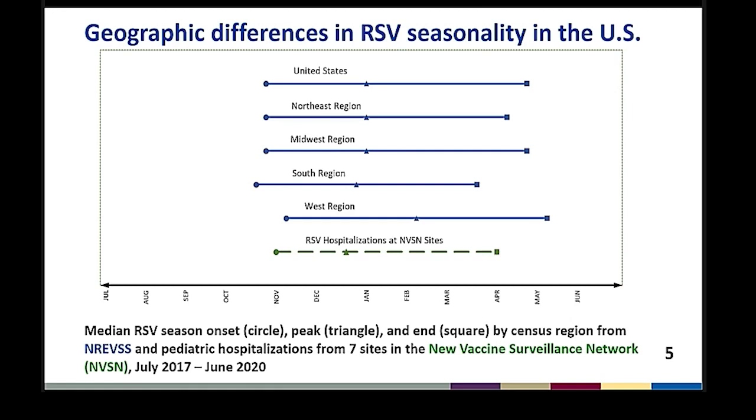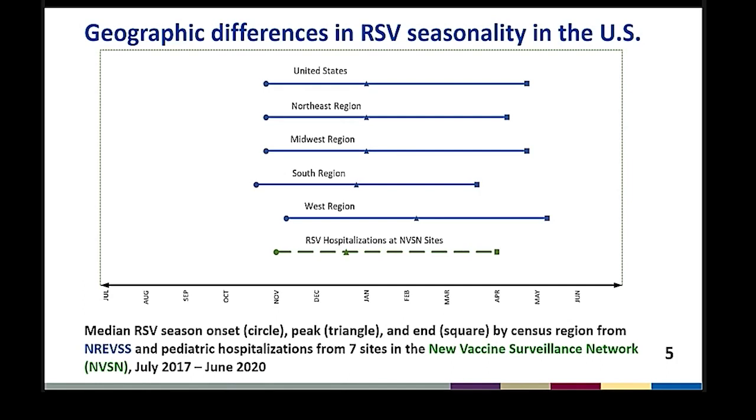Using this method, the onset of the RSV season in the U.S. overall, Northeast, and Midwest census regions was in late October. Typical onset was approximately 1 week earlier in the South region and approximately 2 weeks later in the West region. Seasonal peaks and offsets were also earlier in the South and later in the West.